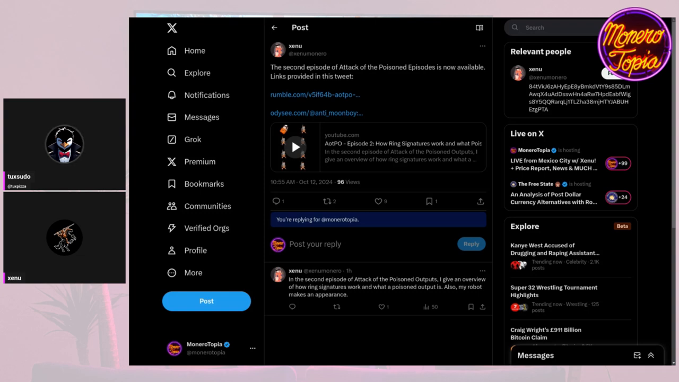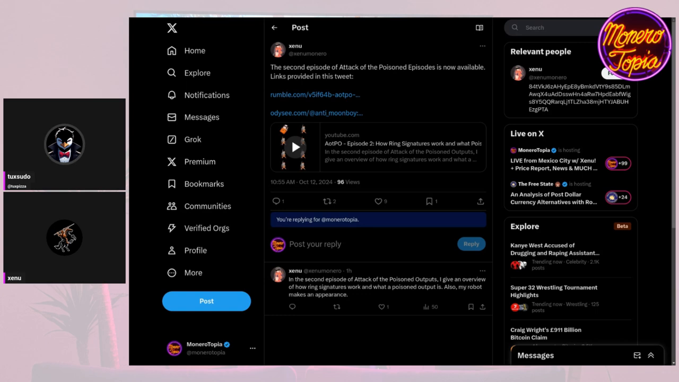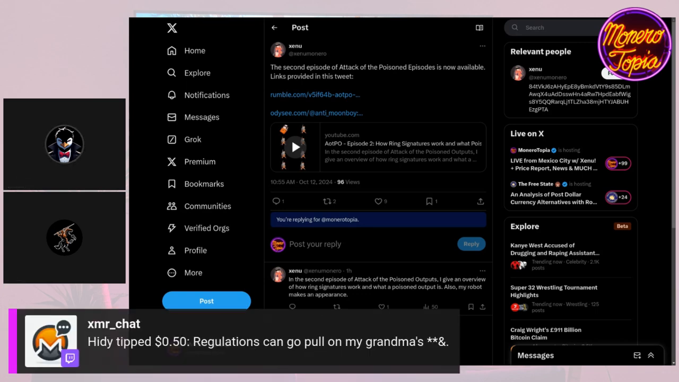Yeah, that's very true. I think we got a few super chats here. Nihilus tipped $1.22. Monero getting delisted from centralized exchanges is literally a buy it cheap signal. It can't be stopped thanks to DEXs anyway. Thanks financial regulators for helping me get some cheap Monero each time. This is probably, hopefully, true. I think it will be true. Heidi tipped 50 cents. Regulations can go pull on my grandma's something.